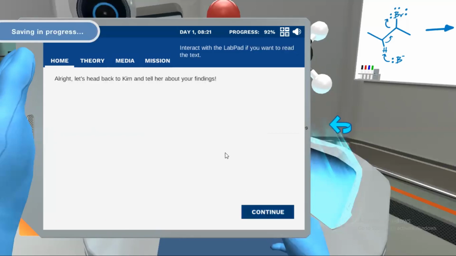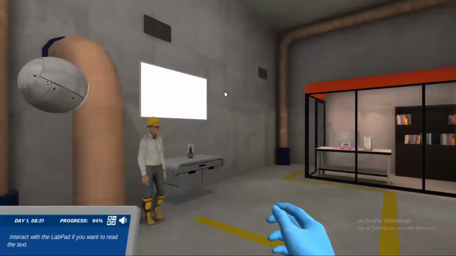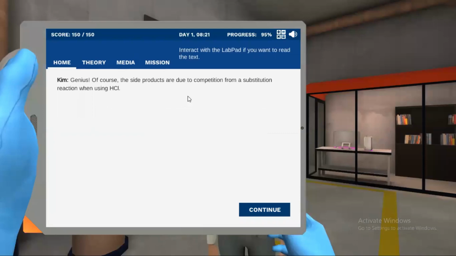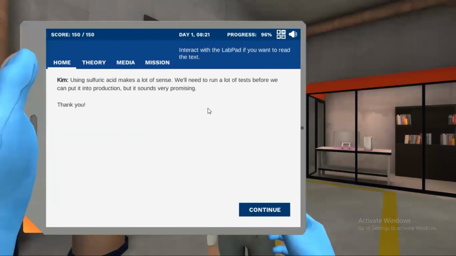Alright, let's head back to Kim and tell her about your findings. Click on the molecule and I'll take you back to Kim. Genius. Of course, the side products are due to competition from a substitution reaction when using hydrochloric acid. Using sulfuric acid makes a lot of sense. We'll need to run a lot of tests before we can put it into production, but it sounds very promising.